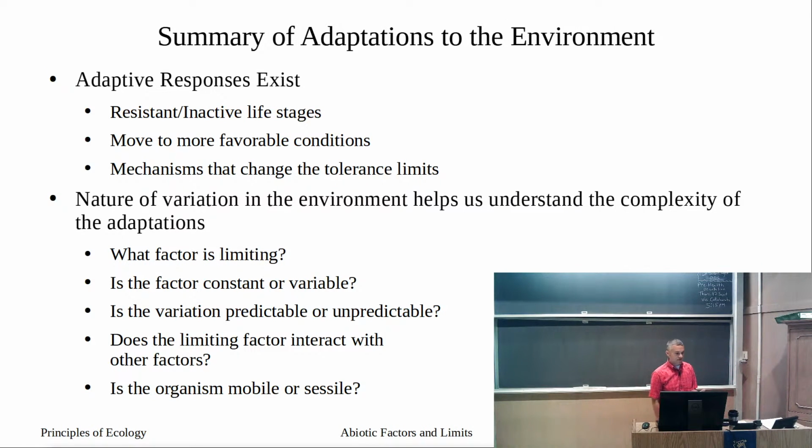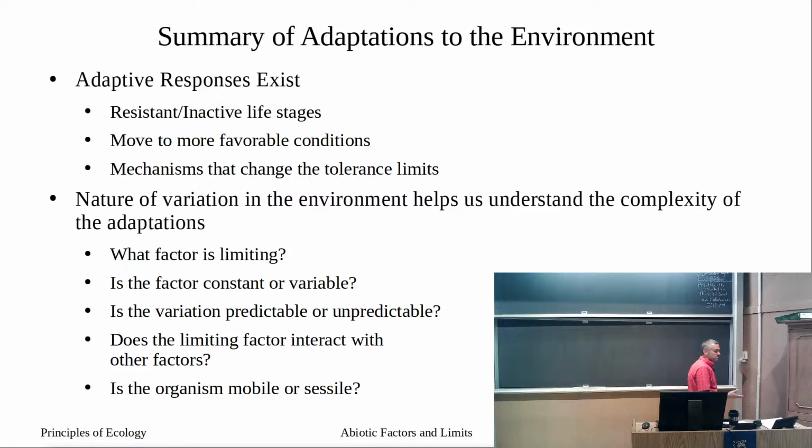Some of the adaptive responses involve resistant or inactive life stages. Some of those adaptive responses take on movement. All right, just move to a different location. Some of them, the movement is a very strenuous type of movement, in migration. And other mechanisms allow the organism to change their tolerance limits. Sometimes that is more of an evolutionary shift where selection favors it. Other times it's a gradual change, so the organism basically acclimates to their current environment.